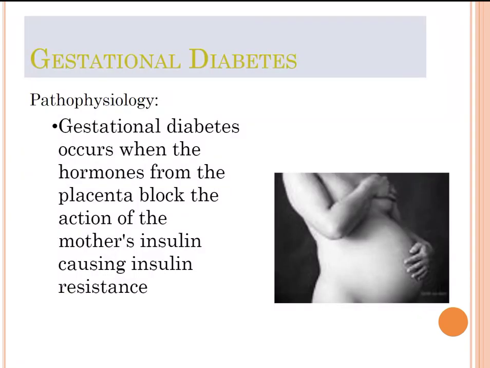Also worth mentioning is gestational diabetes. Gestational diabetes occurs when the hormones from the placenta block the action of the mother's insulin, causing insulin resistance. Gestational diabetes usually resolves when the baby is born, but increases the risk of the woman developing type 2 diabetes later on.